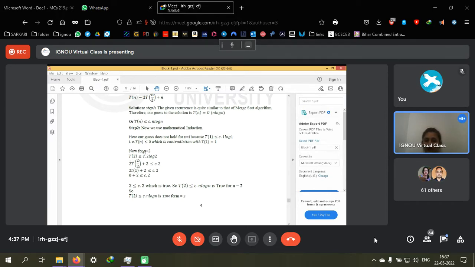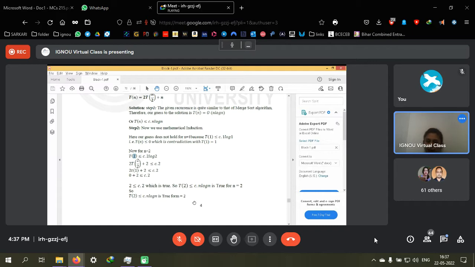Here in the second step, we have to write n is equal to 2. So n is 2, 2 log 2, and here 2 divided by 2 T1. So the T1 value is 0. So 2 multiplied by 0 is equal to 0. 2c is less than or equal to 2c.